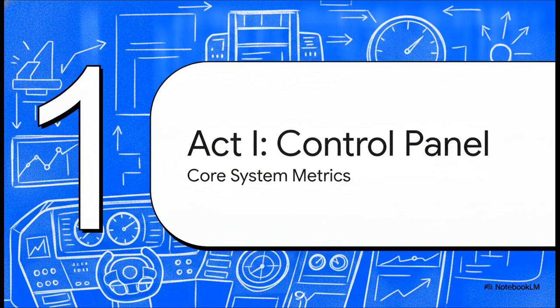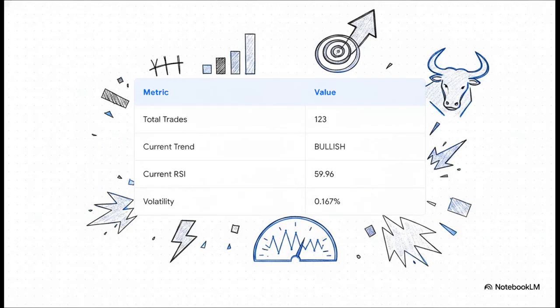Act 1. The Control Panel. Decoding Core System Metrics. Let's get into it. Okay, let's look at the actual data. Before you even think about looking at a single candlestick, you've got to check these core metrics to gauge the immediate market environment. So we've got our 123 total trades anchoring the data. Next up, the system is explicitly calling the current trend bullish. Love to see that. Then check out the RSI. It's sitting right at 59.96.